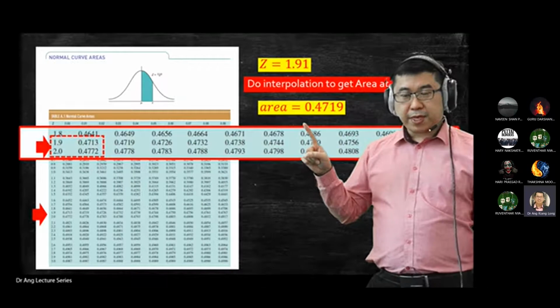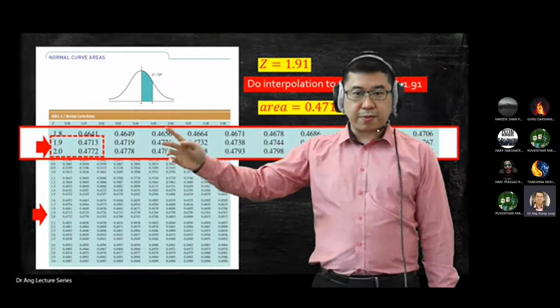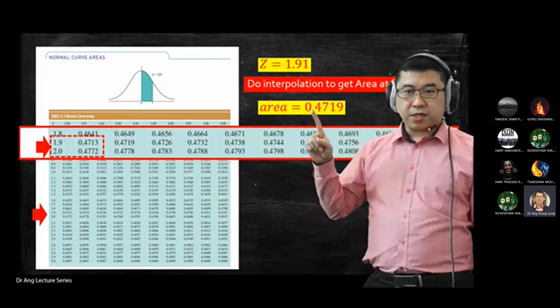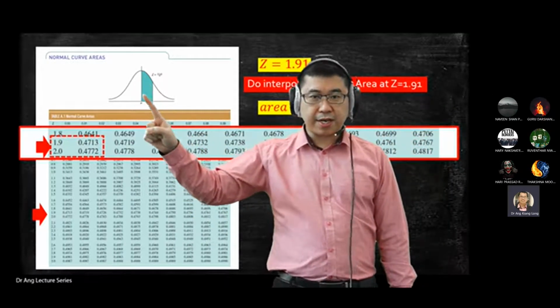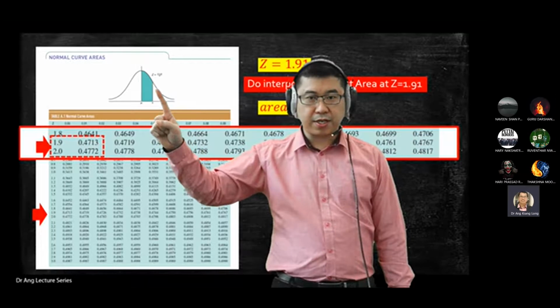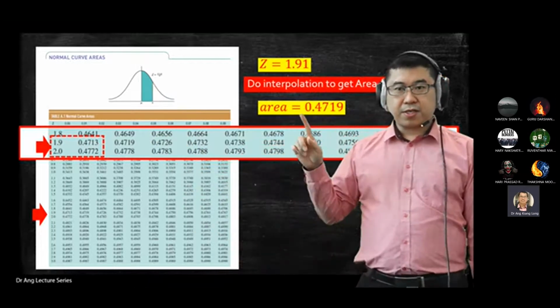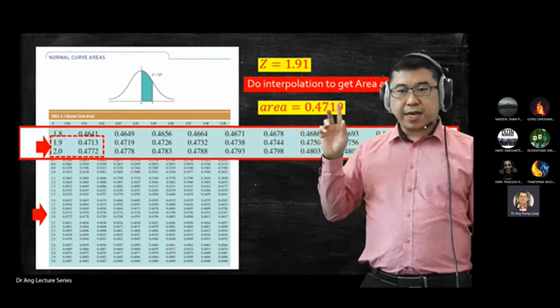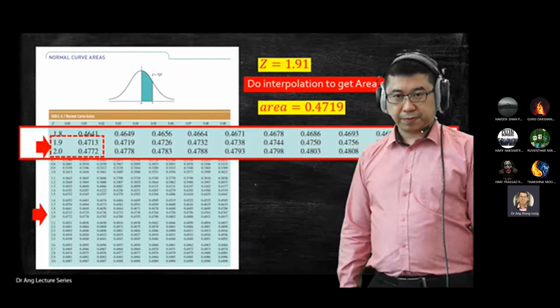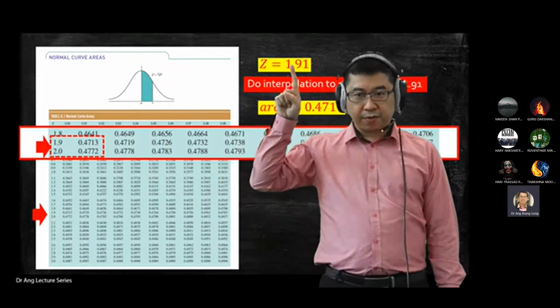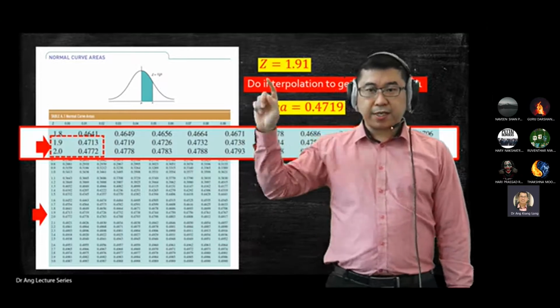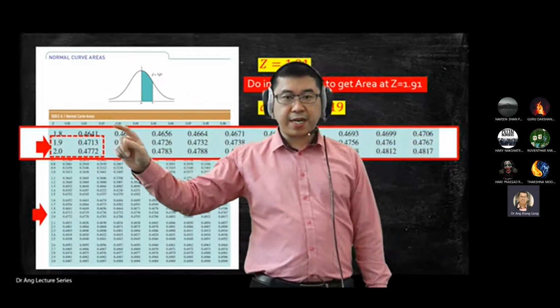What is the meaning of this value that you find from this table? 0.4719. It means the area inside this graph, the one highlighted in green. It means this is the probability that the thing will happen. Okay. If you get Z negative, it will fall on the left hand side.